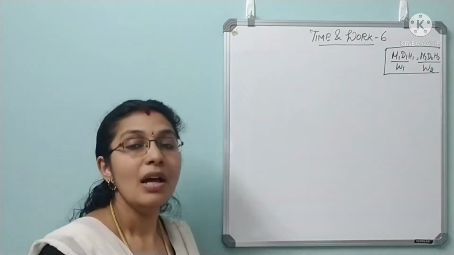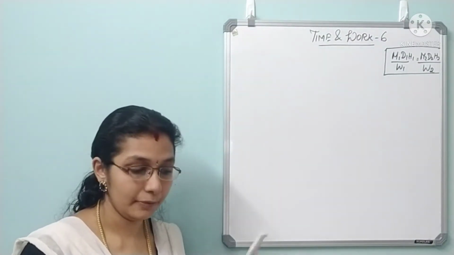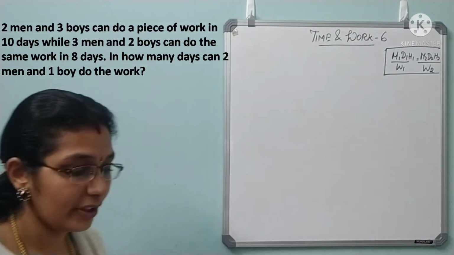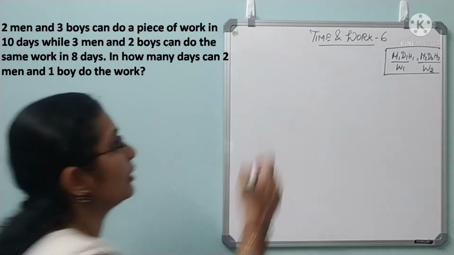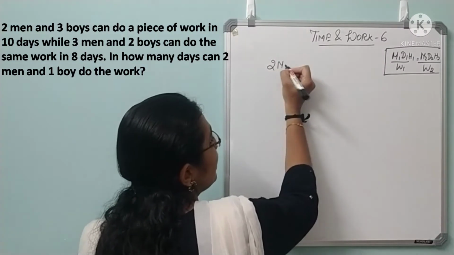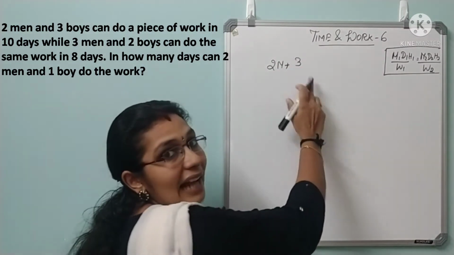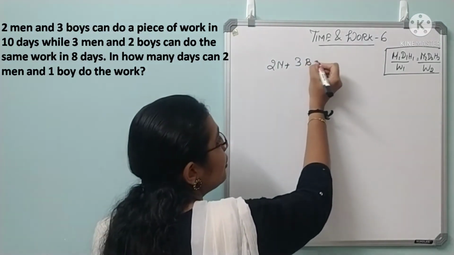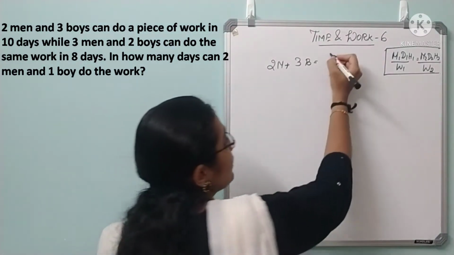Clear? Now we will go with the next variety of question. 2 men and 3 boys can do a work in 10 days. 2 men and 3 boys means you will have to add, right? 3 boys can do a work in 10 days.